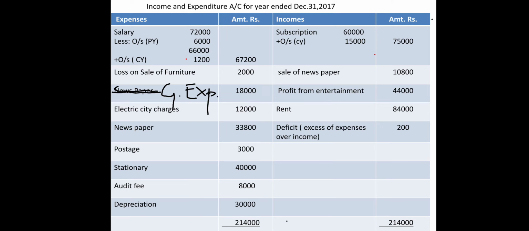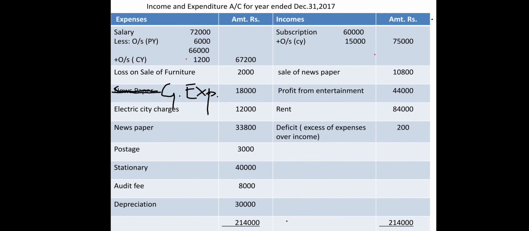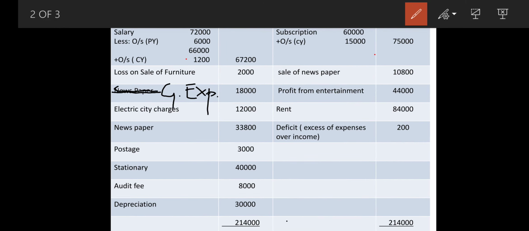Then comes provide 5% depreciation on land and building. Come to your closing balance sheet. Over there you will see land and building in a column. There you write down less depreciation 5%. So 6 lakhs at 5% gives you 30,000. The outer column gives you 5,70,000. Depreciation is to be reflected in the income and expenditure, expenses side, depreciation 30,000. That way your whole sum will be completed.